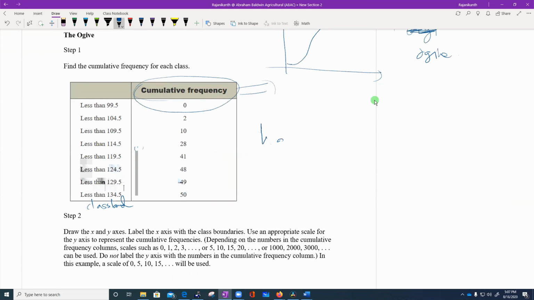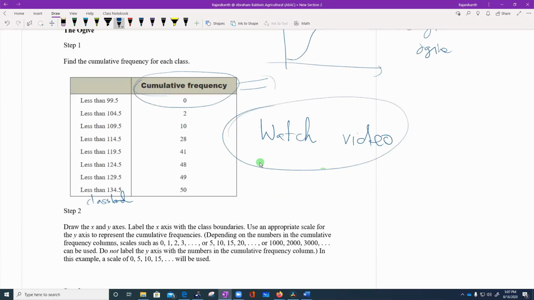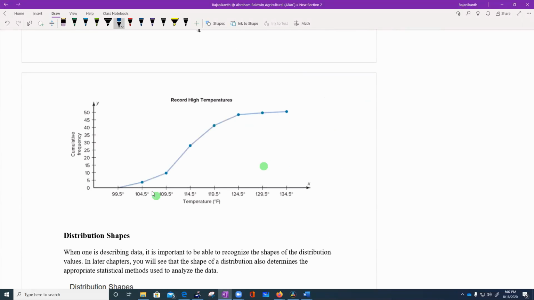I explained this in detail there, so I am leaving this one for you to watch. Please watch the video and understand how to draw an ogive. I just want you to watch first, and if you have any difficulty, then in this meeting you could ask every week. You see now? After drawing the picture, you should get something like that. These are all your class boundaries, and this is the cumulative frequency.